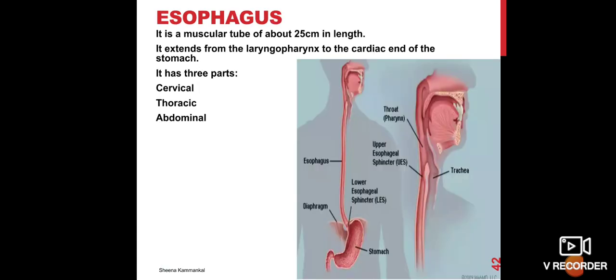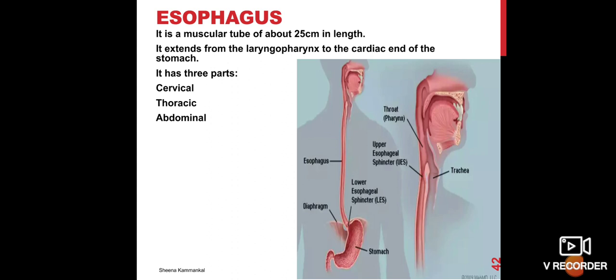Next is the esophagus, the continuation of the pharynx, which extends from the lower border of the cricoid cartilage till the stomach. And this esophagus is a long muscular tube about 25 centimeters in length. It extends from the lower end of the pharynx till the stomach. It is an elongated tube and has three parts. The cervical part passes through the neck, the thoracic part passes through the chest, and the abdominal part passes through the abdomen after piercing the diaphragm. So the three parts of the esophagus are the cervical, thoracic, and abdominal.